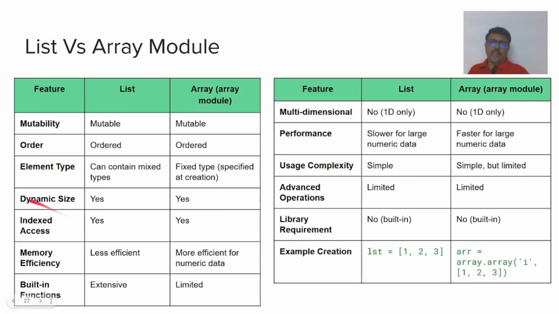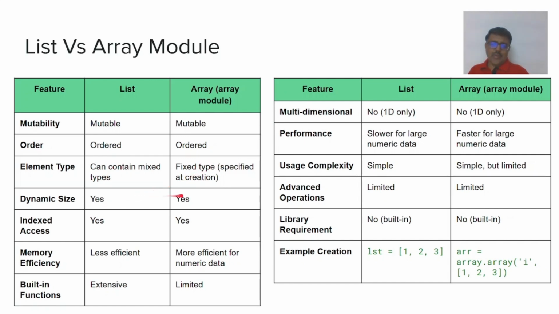So here is the quick difference between list versus the array module. If you're still interested in comparing with other things, you can make use of ChatGPT and find the differences. You can compare on different features. For example, mutability: list is mutable, array is also mutable, and you can order it here also. Elements in a list can contain mixed data types, but in an array you can have only a fixed data type. That is the only key difference here.